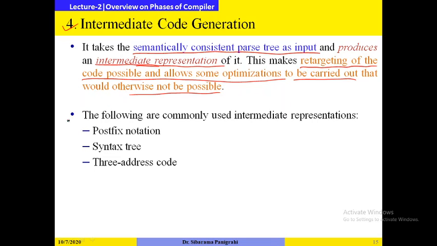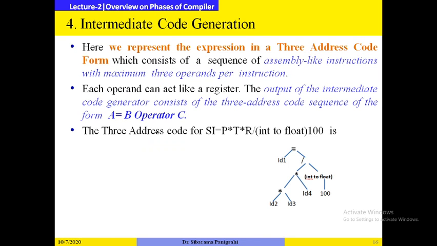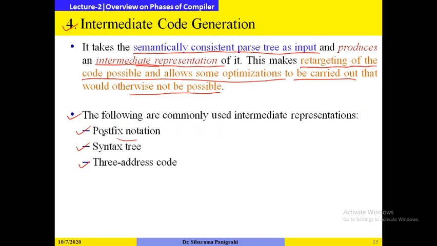There are basically three types of intermediate code representations: postfix notation, syntax tree and three address code. There is a dedicated chapter for intermediate code generation, so we will study all these things in detail. Right now I am just briefing these things. Let us go to our running example. Here you see the intermediate representation: postfix notation, syntax tree and three address code.